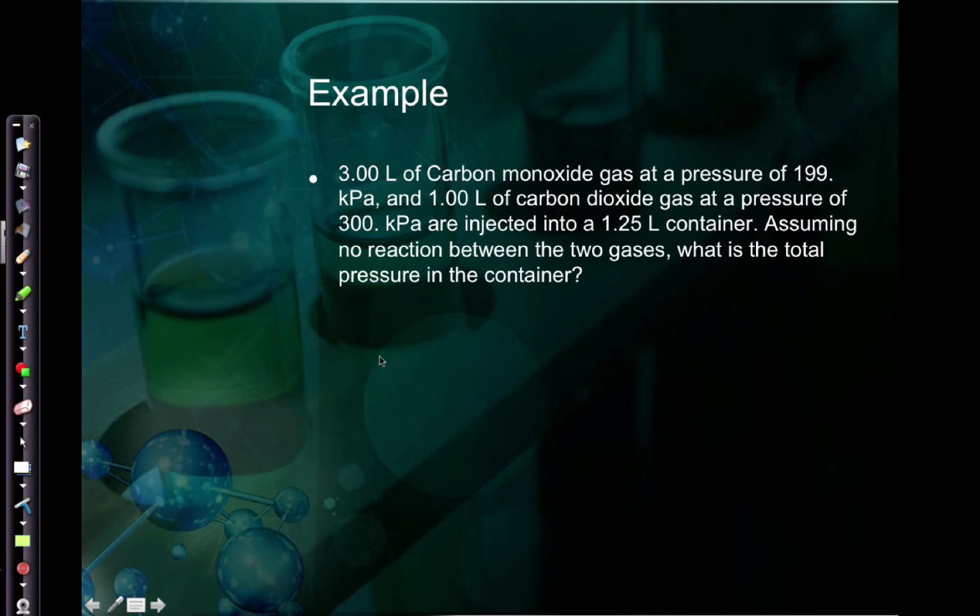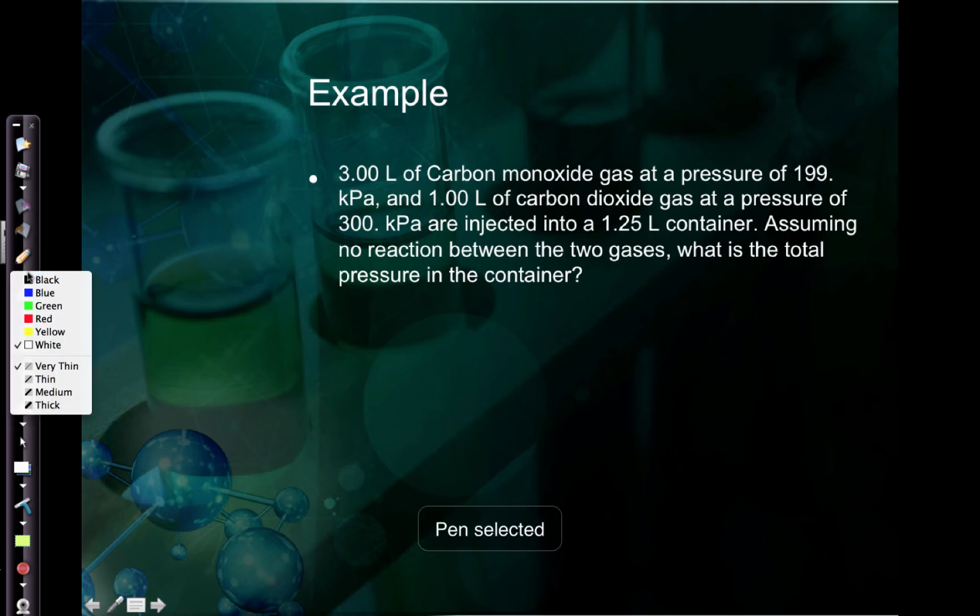So if you have 3 liters of carbon monoxide gas at a pressure of 199 kilopascals and 1 liter of carbon dioxide at a pressure of 300 kilopascals, and they're injected into a 1.25 liter container, if you assume there's no reaction, what is the total pressure in the container?